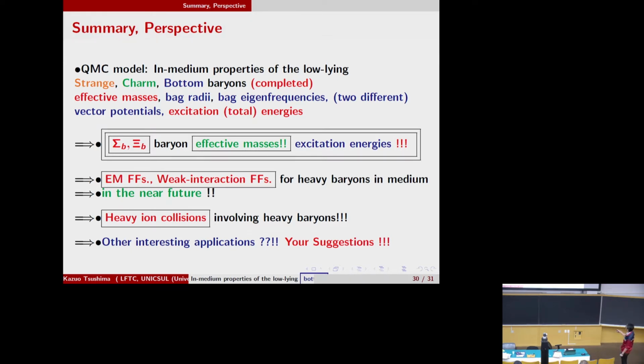Heavy ion collisions, but for reactions, only elementary, simple reactions I did in the past. And other interesting applications, if you have some idea or if you want to calculate something, please ask me. I can give wave functions and data. Okay. Thank you.